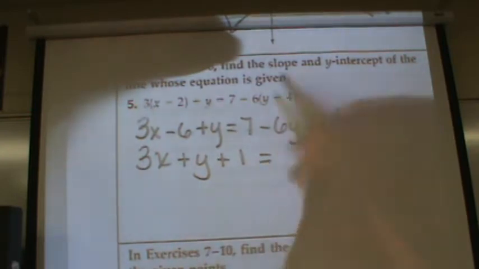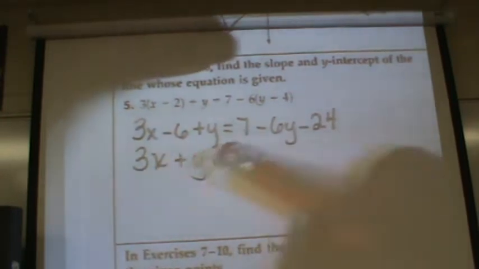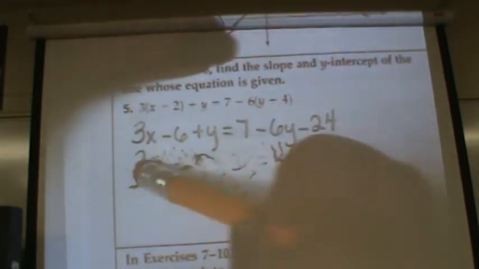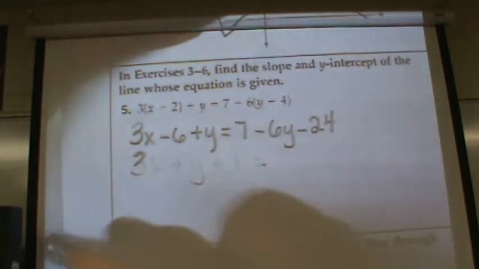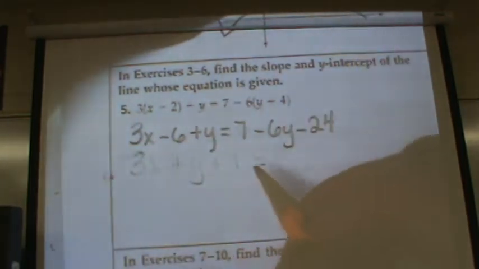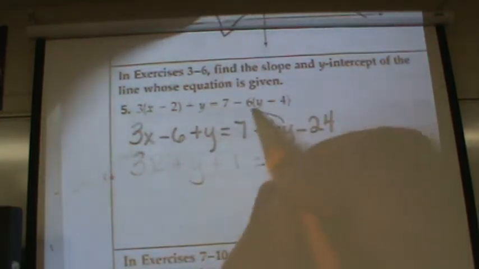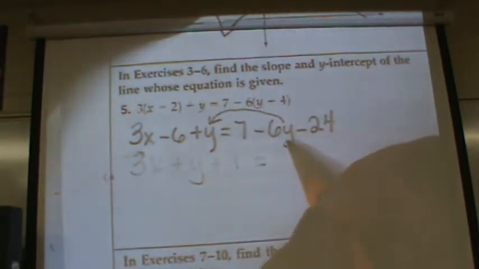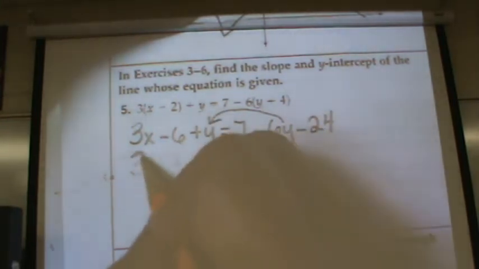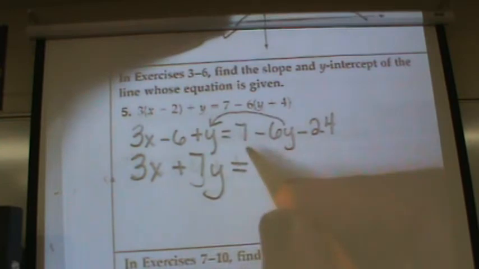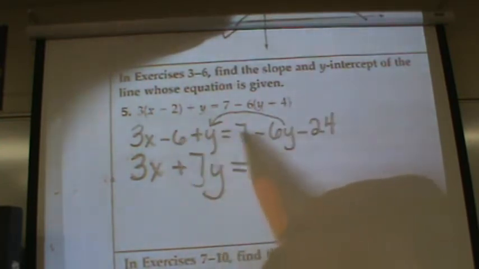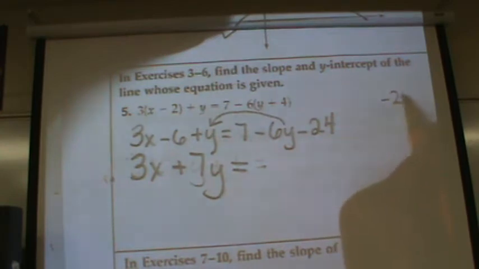I'm sorry, guys. I was going on the wrong side. Sorry. 3x. My bad. Okay, we're gonna bring this over here. What does that become? 7y. So 3x. And now this 6 is gonna come here, and when you add it, you get 13. So what's negative 24 plus 13? Negative 11.